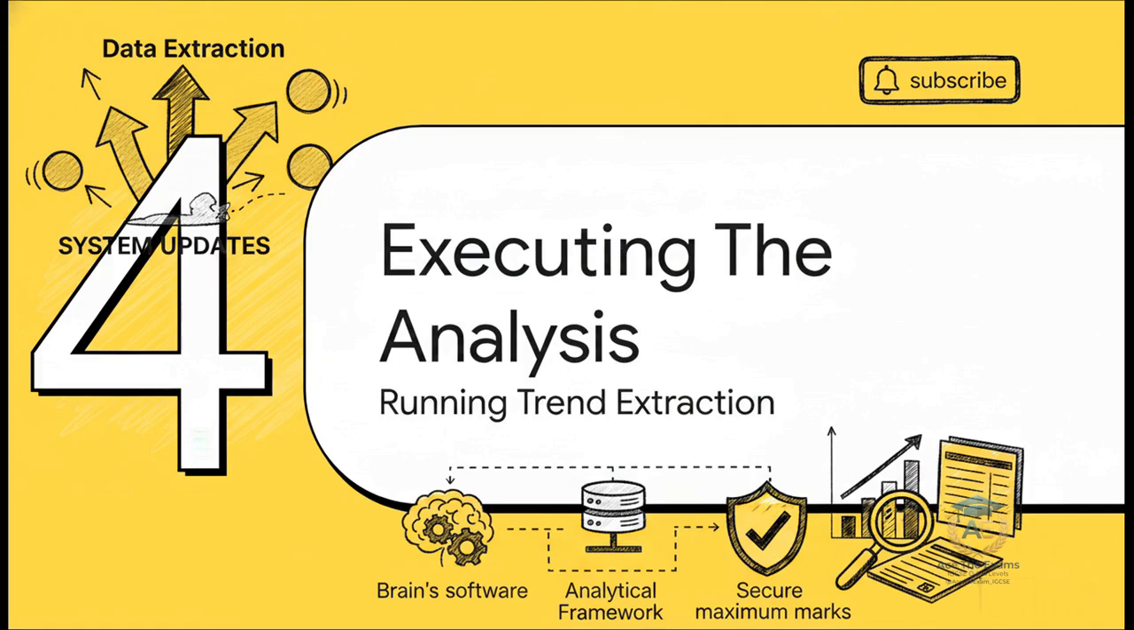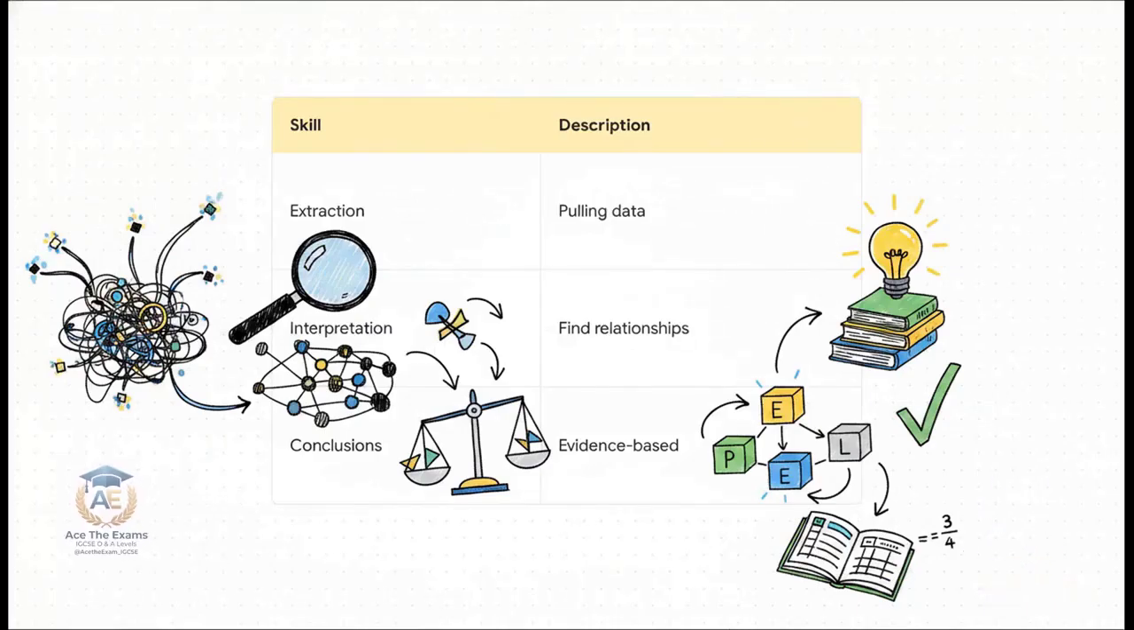Okay, patch compiled, let's deploy the analytical framework. You see, top candidates don't just stare blankly at the data. They actively extract strings of data to run their analysis. Extraction means pulling the raw numbers out from chaotic source texts. Interpretation is finding the relationships, like how exactly does an error of principal in a fixed asset account impact the suspense account? And conclusions, well, that's where you draw evidence-based findings.